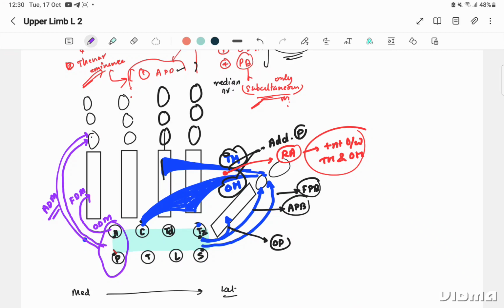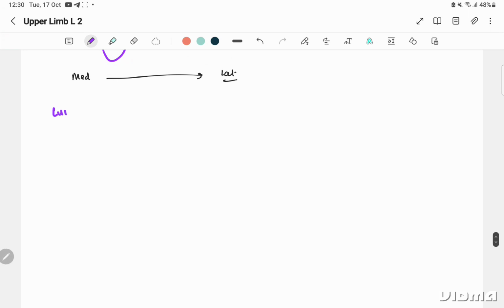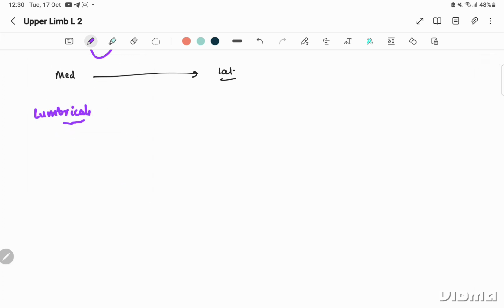Okay, then we want to talk about the lumbricals, the lumbrical muscles. So they are 4 in number. They originate and insert in tendons only. So they have tendinous origin as well as tendinous insertion. So lumbricals are designated by L. So we have L1, L2, L3 and L4.